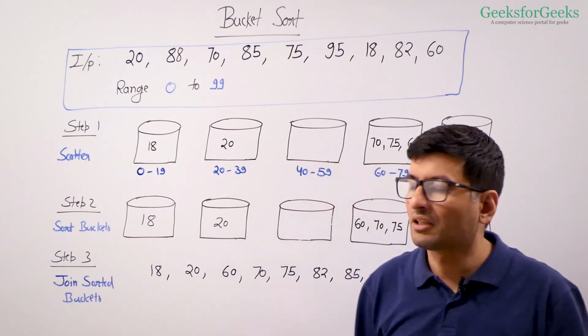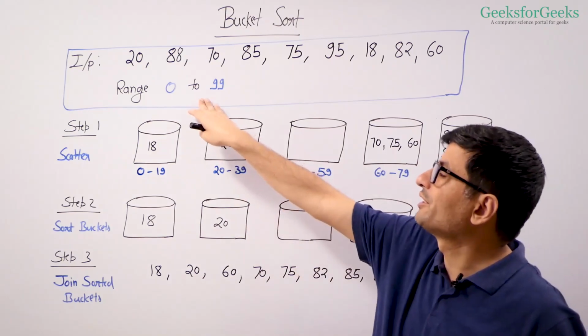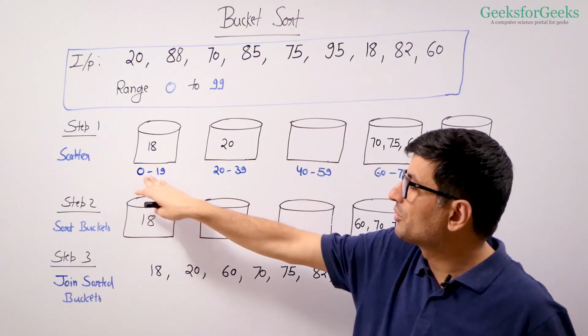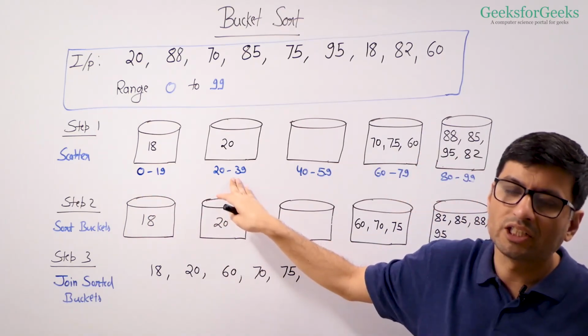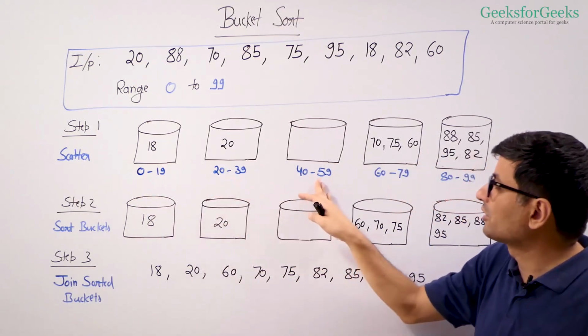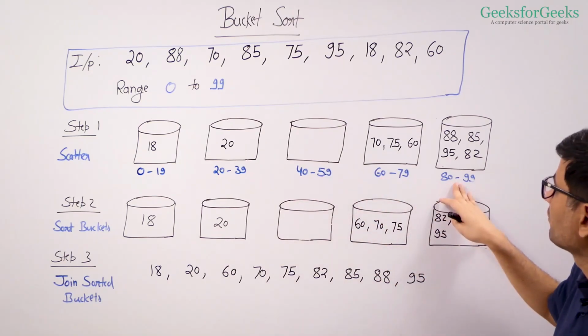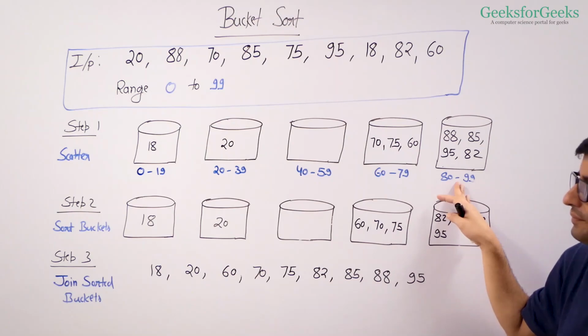So I've just taken a number 5 and divided this range into 5 ranges. First range contains the elements from 0 to 19. The second range contains the elements from 20 to 39. The third range from 40 to 59. Fourth range 60 to 79. And fifth range 80 to 99.